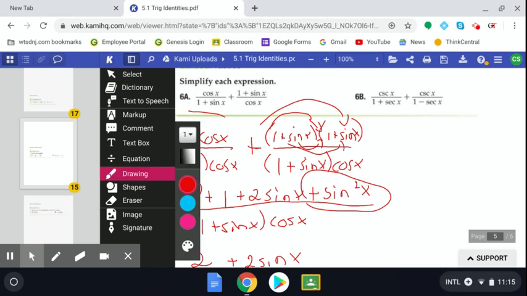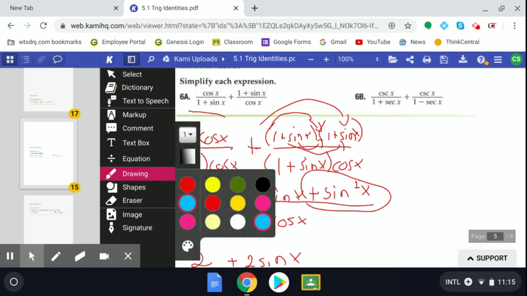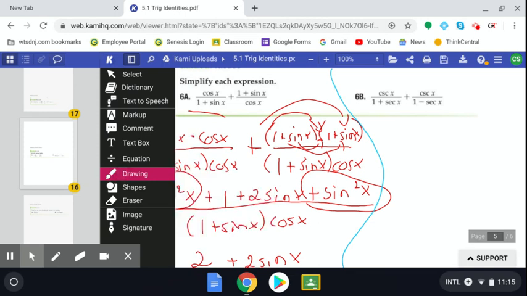This one. Let's see what I do. I have cosecant x over 1 plus secant x, plus cosecant x over 1 minus secant x. So I need a common denominator once again. And here we go. So my common denominator is going to be 1 plus secant x.